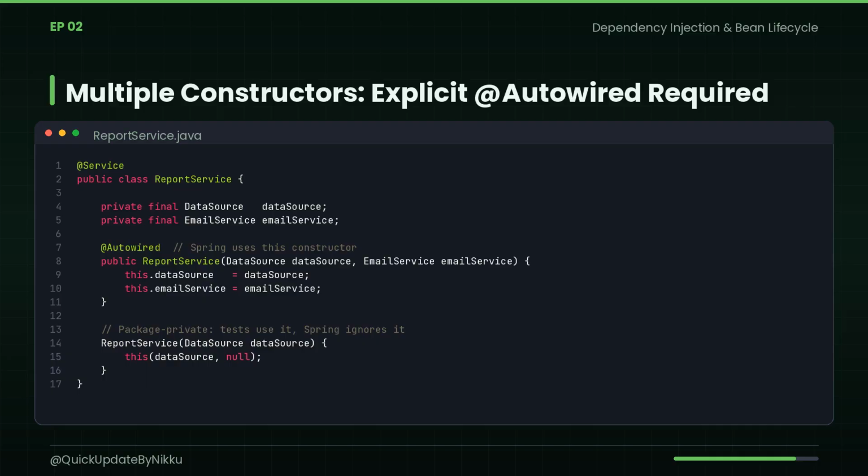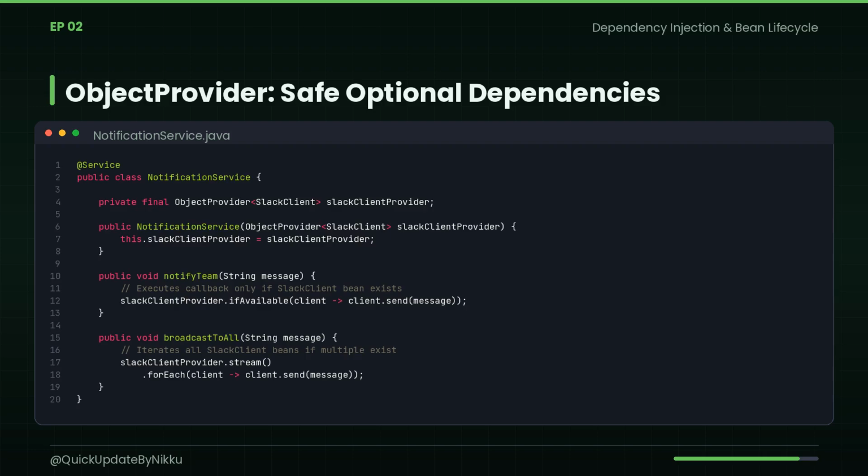ObjectProvider, introduced in Spring 4.3, is the correct answer to optional dependencies. Unlike @Autowired(required = false), which leaves you with a nullable field injection, ObjectProvider wraps the dependency in a provider abstraction. The bean is resolved lazily only when you call getObject, getIfAvailable, or stream. The ifAvailable method is particularly elegant. It accepts a callback and executes it only when the bean actually exists, so no null checks are needed anywhere in your code.